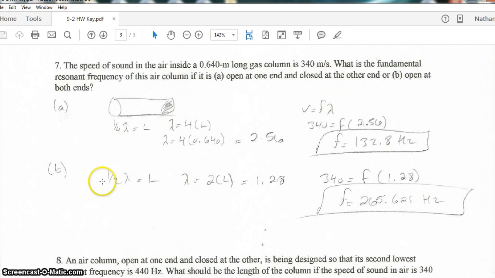So again, just a key concept, right? I don't mean to rehash this again and again, but it is important we understand. If it's open at one end and closed at the other end, it's going to be 1/4 the wavelength equals the length of the pipe. So then my wavelength would be 2.56, and then solving for the frequency, easy enough.